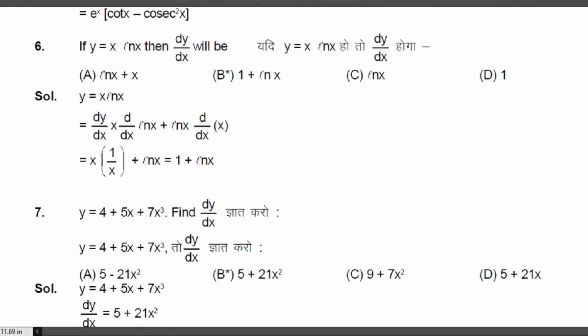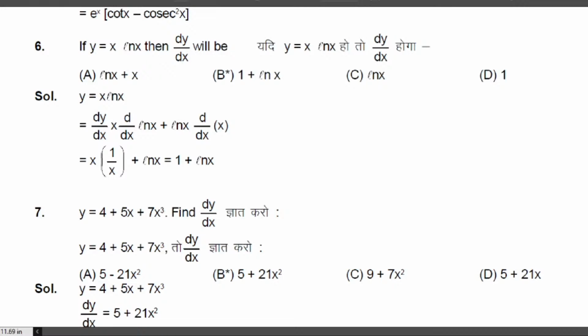If log is written anywhere, you assume that it is log to the base 10, unless there is an e mentioned in the subscript. So if just log is given, by default it is log to the base 10. If e is written specifically, then it is natural log. Otherwise, instead of writing log to the base e, they generally give ln. Okay, so this is y equals x ln x. Then he is asking what is dy by dx.